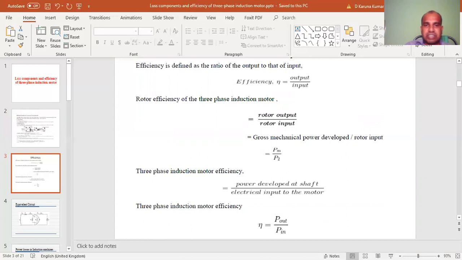The efficiency of the three-phase induction motor is the power developed at the shaft, the output power P out, by the electrical input power P in. The efficiency of the induction motor means the ratio of power developed at the shaft, the output power, to the electrical input of the motor, P input. Output power by input power.